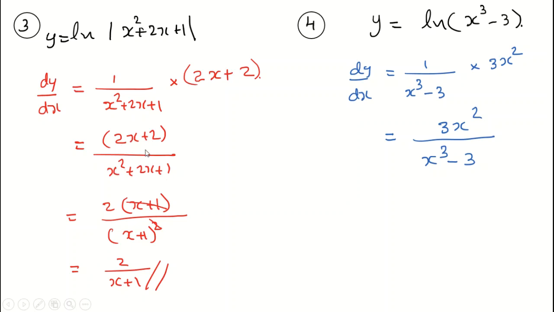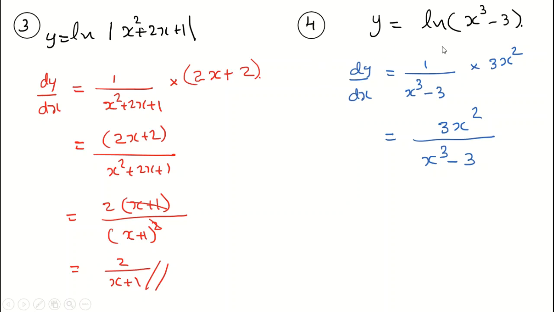Here we can do a small algebraic simplification. This 2x plus 2 is common and could be written as 2 into x plus 1. This x squared plus 2x plus 1 could be written as x plus 1 whole thing squared. So x plus 1 goes off. Therefore it will be 2 over x plus 1.